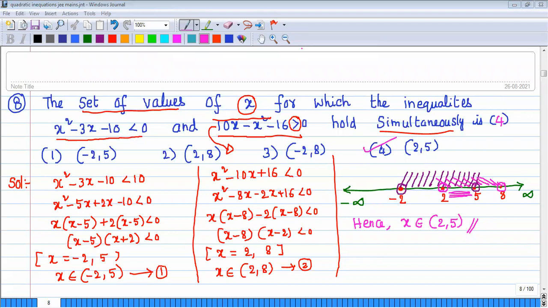Now are you able to solve the common solution of two inequalities? Even two or more, you can find, no problem. These problems will be very useful for finding the domains and ranges of functions.